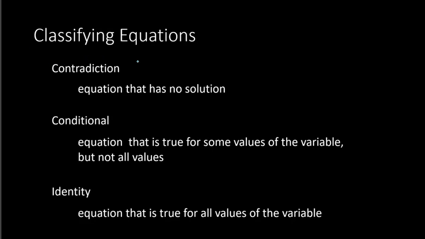All right, so contradiction has no solution. Conditional equations have a finite number of solutions. And an identity will have an infinite number of solutions. So if you want a way to remember, I for identity matches with I for infinite. All right, and then contradiction kind of makes sense. It's going to be something that doesn't make sense. It would have no solution. And then the last one, conditional, would be the finite number of solutions.